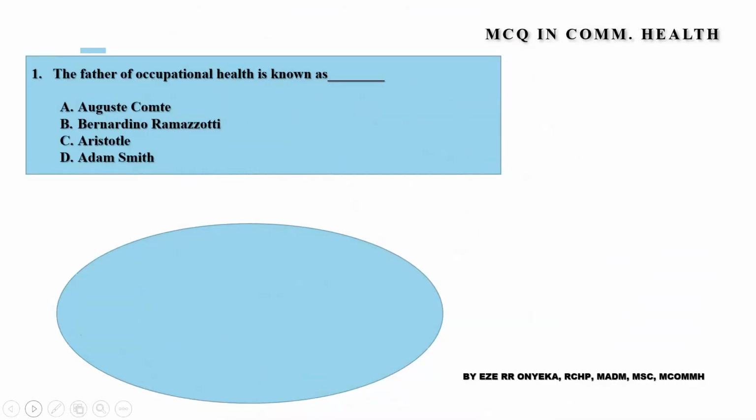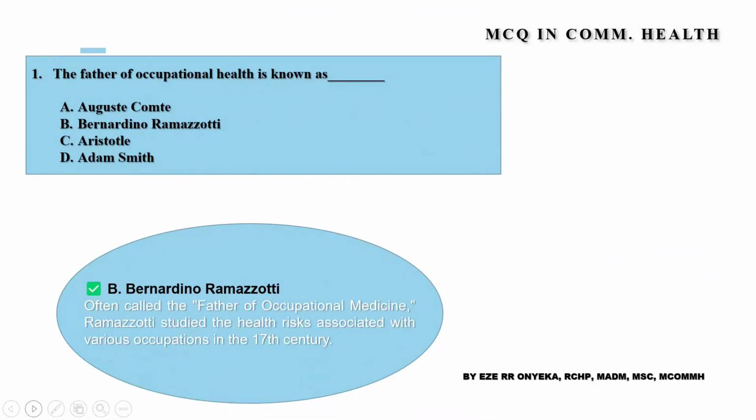The father of occupational health is known as A, Auguste Comte. B, Bernardino Ramazzini. C, Aristotle. D, Adam Smith. The correct answer is B, Bernardino Ramazzini, often called the father of occupational medicine, who studied the health risk associated with various occupations in the 17th century.